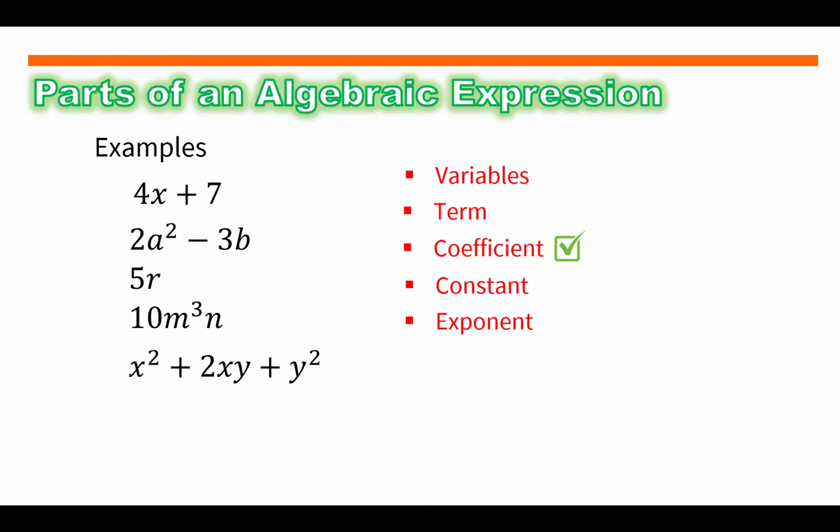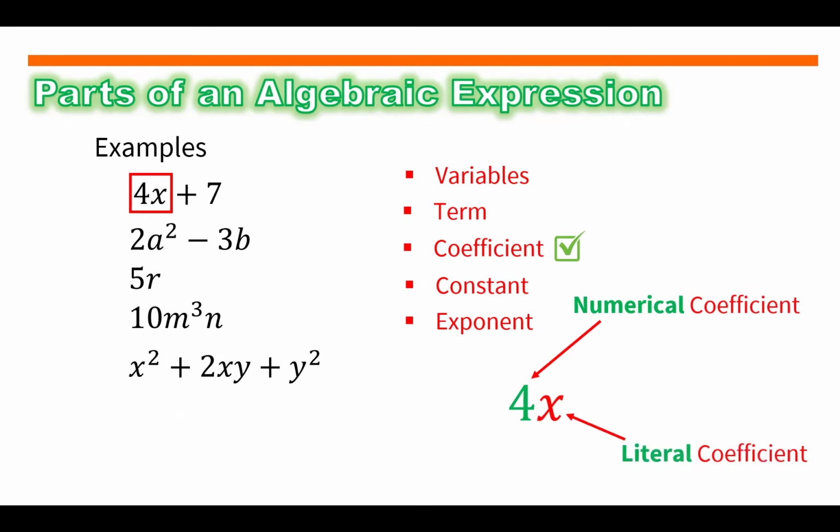Next, let's continue discussing the different parts of an algebraic expression. Next is the coefficient. In our expression 4x plus 7, we have 4x here. The 4 in this expression is what we call the numerical coefficient, and x is the literal coefficient.